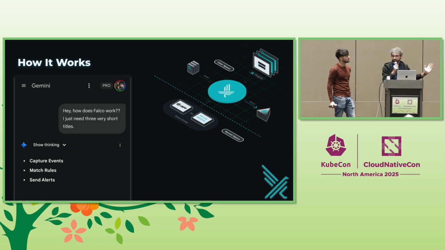And this time I asked Gemini, of course. From a high-level point of view, it's very simple. It captures events from the Linux kernel. There are also other data sources that can be added to Falco by using plugins. I won't mention this now because during this presentation we will not talk too much about plugins. Then it evaluates these events against a set of rules, and if any of these rules match, it sends an alert.